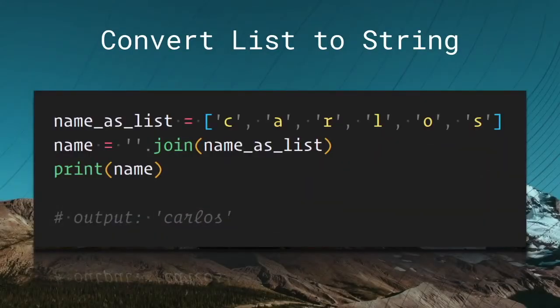On the inverse of that, you could turn a list of strings into a single string using the built-in join function. This time, we start with name as list with C-A-R-L-O-S, and then we join all of the characters in that list to then create my name in a single string, Carlos. See? Aren't lists and strings super cool? They are both powerful data types and super common in the programming world. Make sure you practice with them.